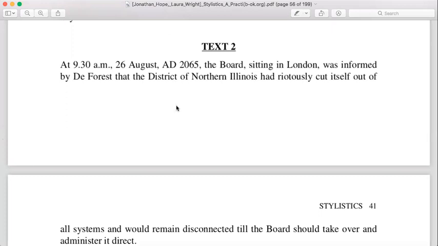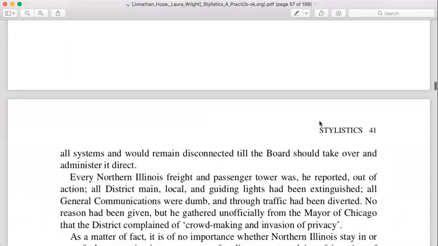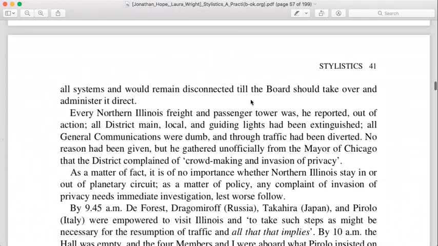At 9:30 a.m. 26 August AD 2065, the board sitting in London was informed. Simple past tense, okay? Was informed by DeForest that the District of Northern Illinois has rightly cut itself out of all systems and would remain disconnected till the board should take over and administer it directly. Okay? Would remain disconnected, right? The future tense.